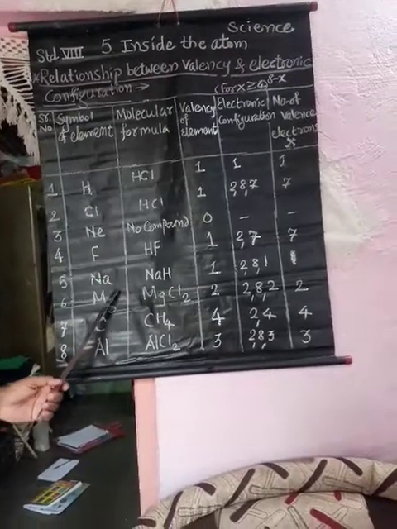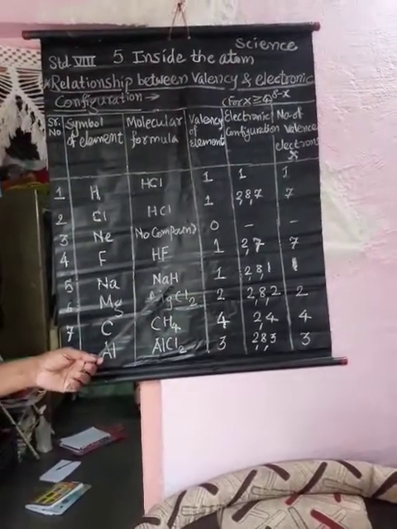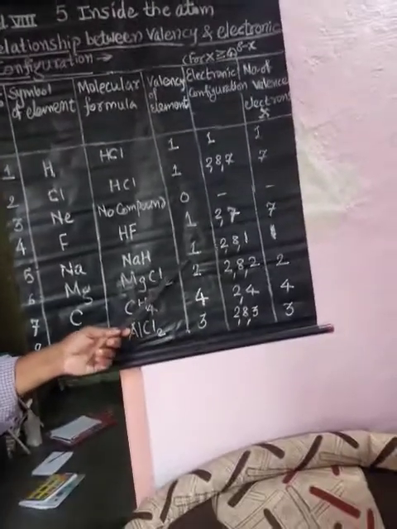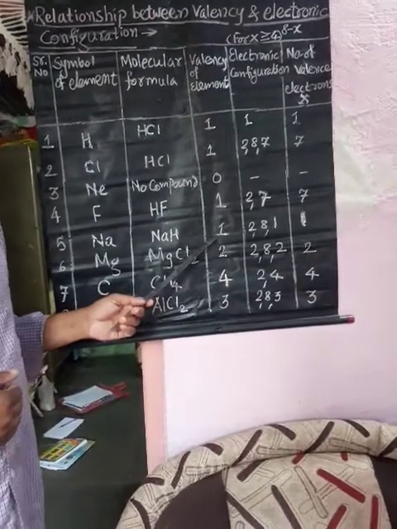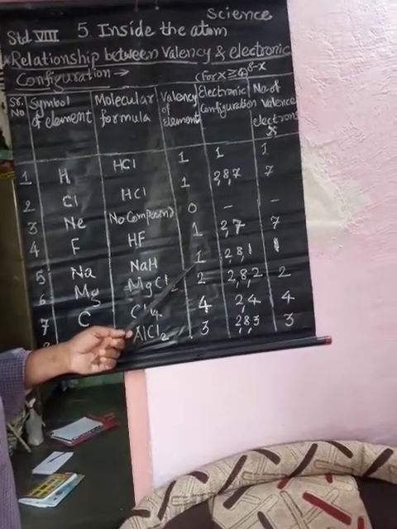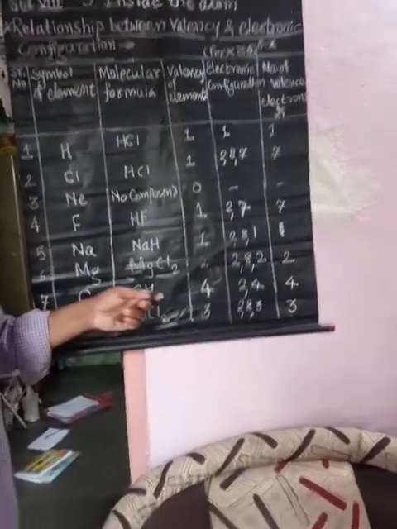Now we can see one more element, sodium, in sodium hydride. In that, the valency of sodium is 1. The atomic number of sodium is Z equal to 11. What is atomic number? The number of protons or the number of electrons in an atom of an element is called the atomic number. That is called Z.